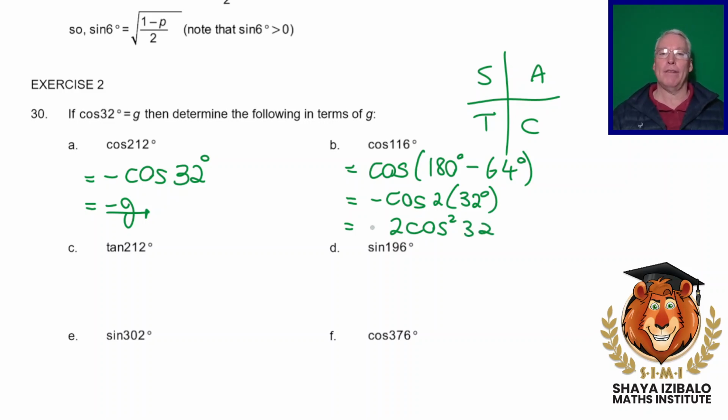But remember, there's a minus in front of all of this, so in fact it's going to look like that. And our final answer for this one is going to be negative 2g squared plus 1. Okay, right, tan of 212, well, that's quite straightforward. We're in quadrant 3 by 32 degrees. That's going to be exactly the same as tan of 32 degrees.